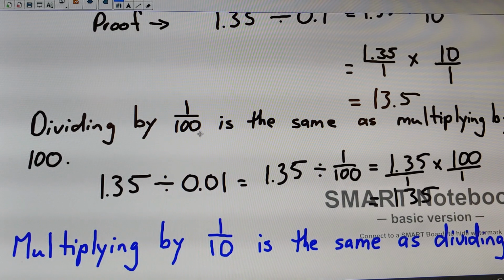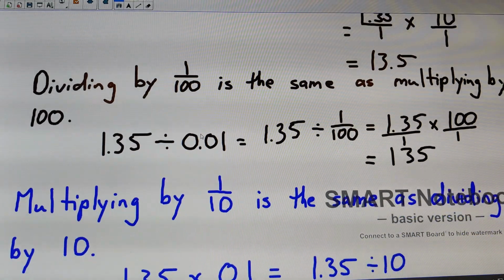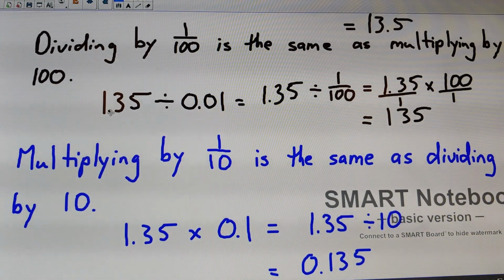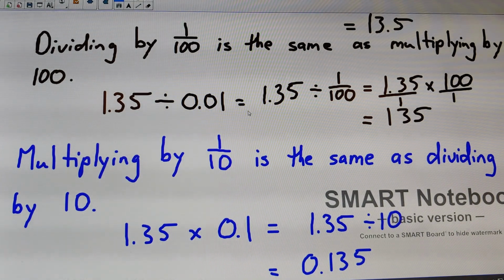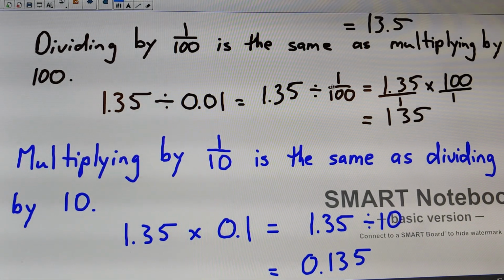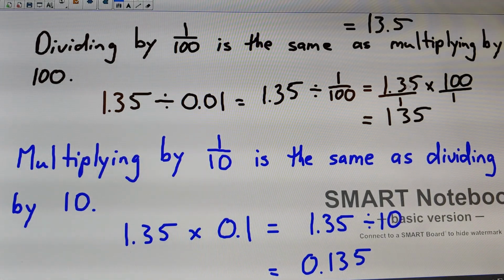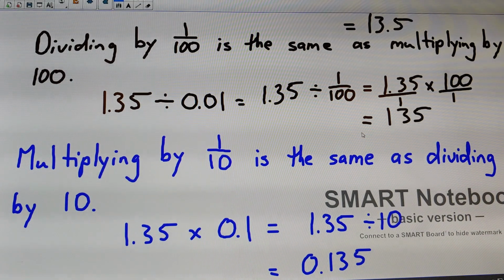Dividing by 100th is the same as multiplying by 100. And we can use the same proof. So 1.35 divided by 0.01. Put them both over 1, flip that over, multiply, we get 135 over 1, or 135.